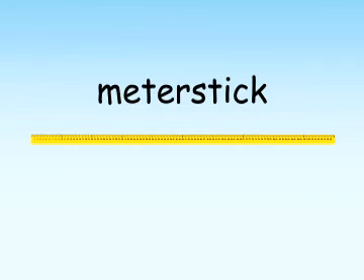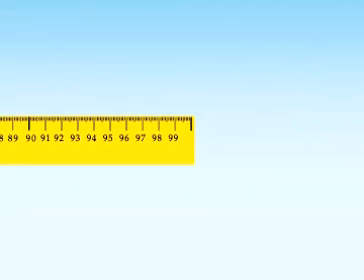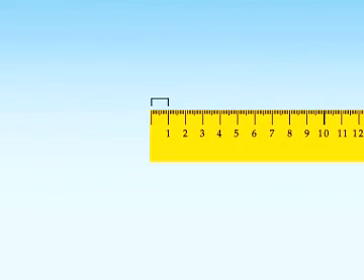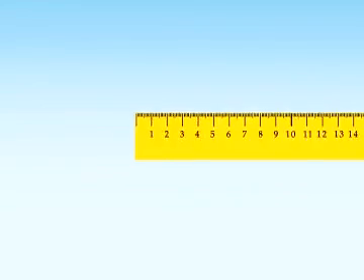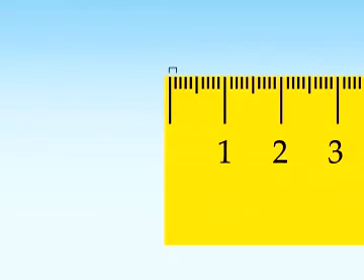We can use a meter stick to measure. A meter stick is 1 meter long. A meter stick is 100 centimeters long. This is a meter stick. Centimeters are marked on the meter stick. Millimeters are marked on the meter stick. We can measure meters, centimeters, and millimeters with a meter stick.